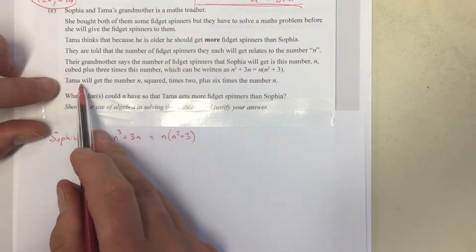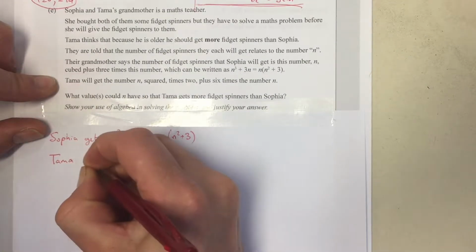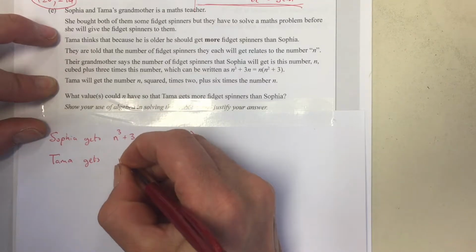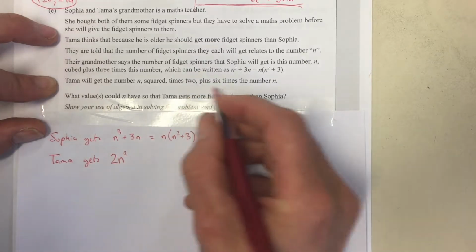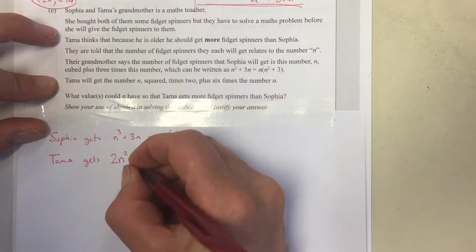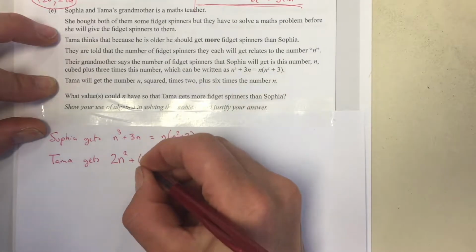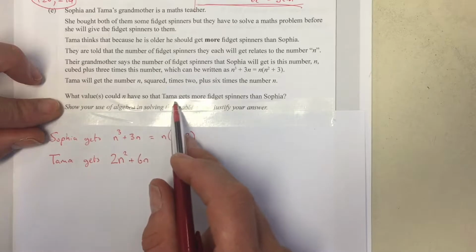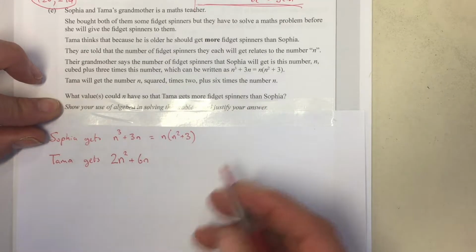Okay, Tama will get the number n, so Tama gets the number n squared times 2, so 2n squared plus 6 times the number n. Okay, what value could n have so that Tama gets more fidget spinners than Sophia? So this must be bigger than this.